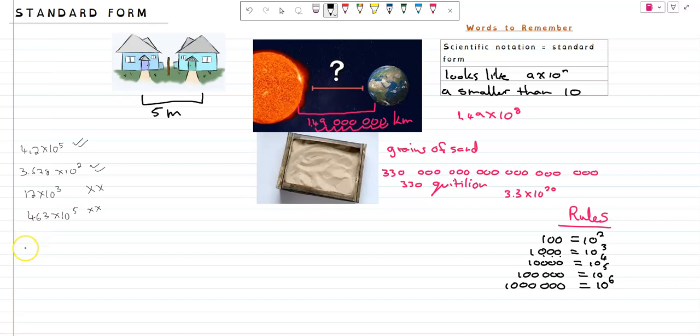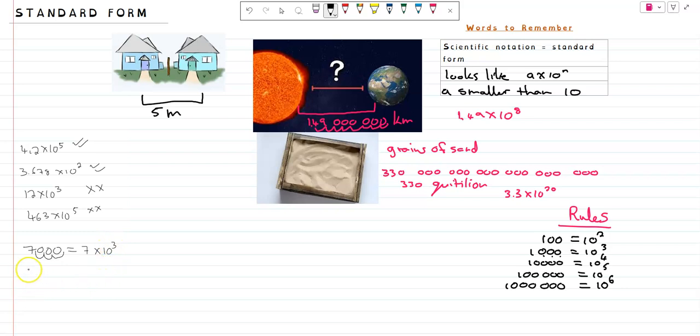We have 7,000. How would we write that into standard form? Remember what we did here? We always start at the beginning of the number and we count. How many jumps do we do? 1, 2, 3. So it would be 7 times 10 to the power of 3.